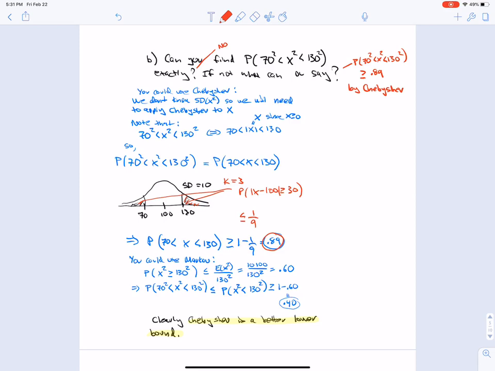So we can get a lower bound then for the probability that we're between 70 and 130, namely 1 minus 1/9, which is 0.89. Note that you could use Markov to do this as I've written here, but you're not going to get as good of a lower bound. So better stick with Chebyshev in this case. But you would need to check both, I suppose.